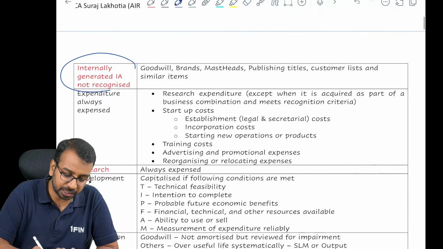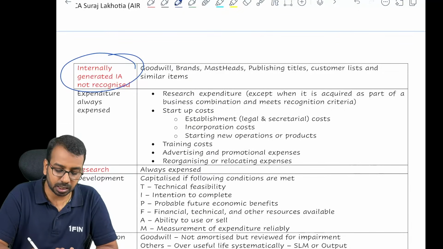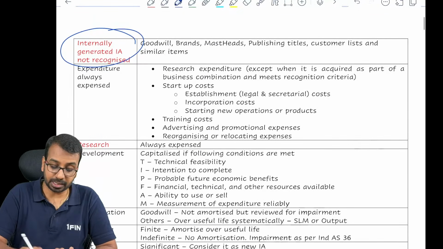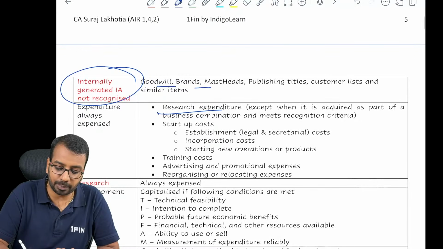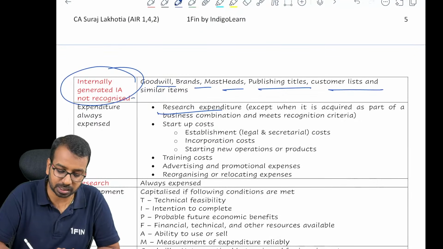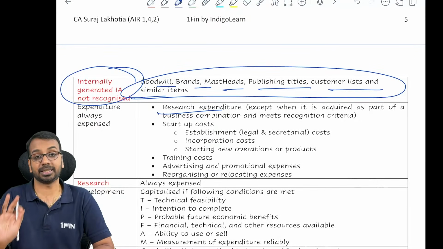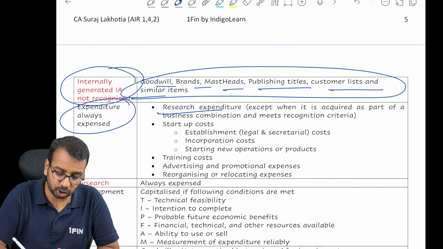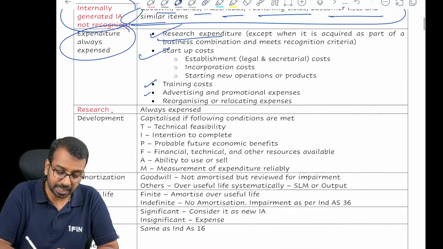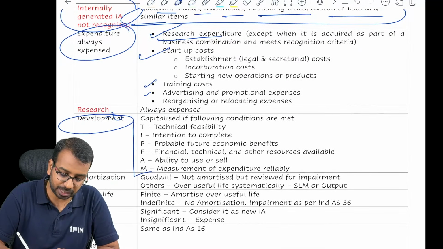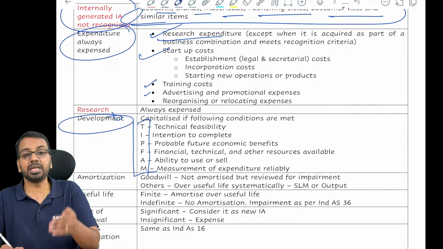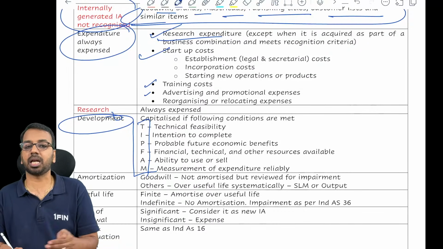Then, for internally generated intangible assets, research expenses are not recognized. That is the first thing. Second, goodwill, brands, mastheads, publishing titles, customer lists, and similar items are also not recognized. Expenditure always expensed: research expenditure, startup costs, training costs, etc. Development cost is capitalized if these conditions are satisfied. Please revisit these conditions again and again.